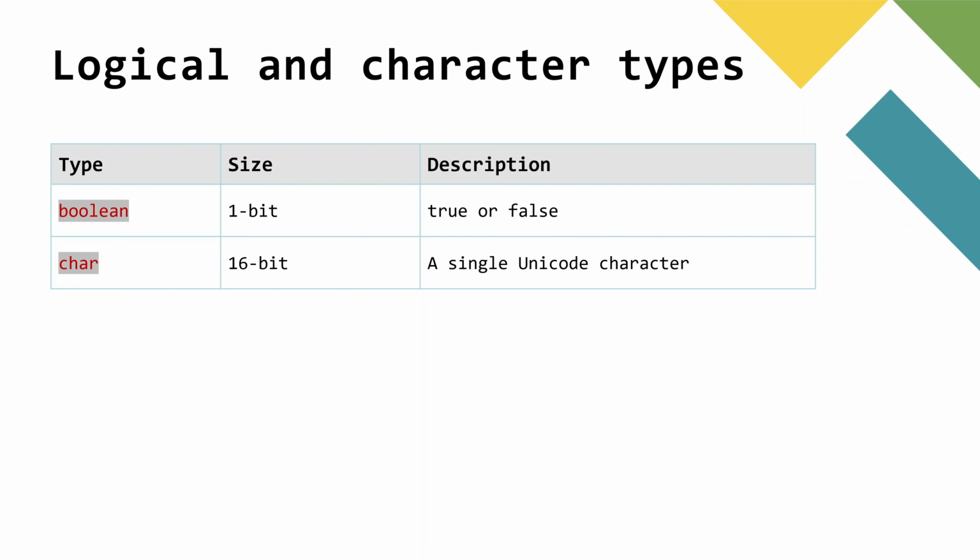The char type is used to store a single character. It uses 16 bits and can hold any Unicode character, not just letters and numbers, but also symbols and even characters from different languages. You define a char using single quotes, like 'a' or '%'. Together, these types help you handle logic and text, small but powerful tools that are essential in almost every Java program.